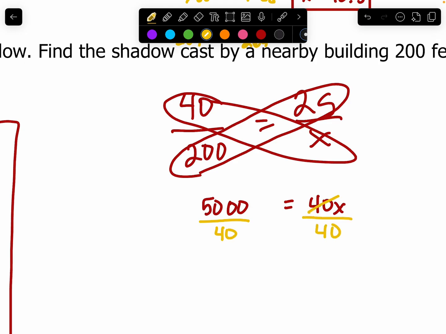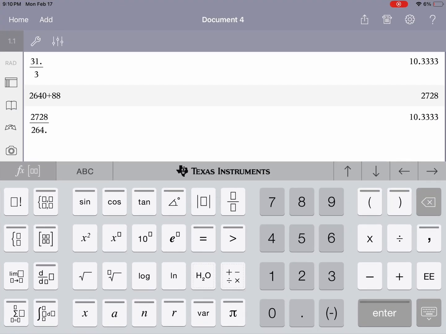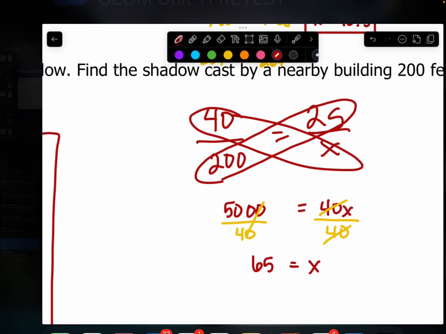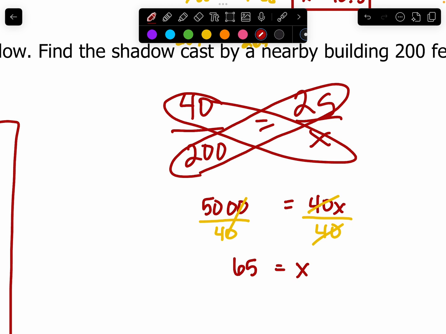I'm going to divide both sides by 40. The zeros will cancel out. That doesn't seem right. Hold on. Yeah, 125. How the heck did I get that? Oh, I see what I did. That was ridiculous, but it's all good. All right. So that's how long the shadow should be for the 200-foot building.